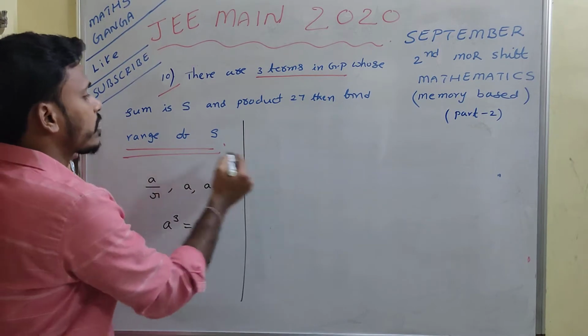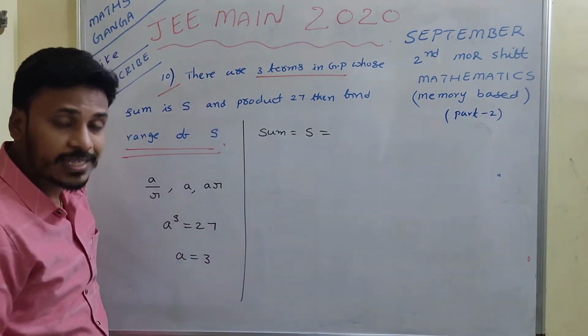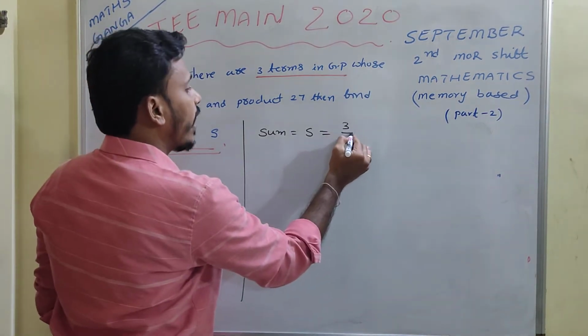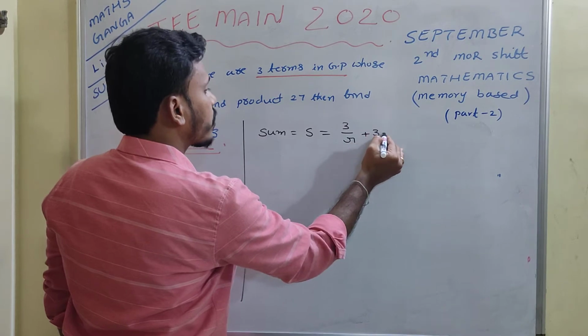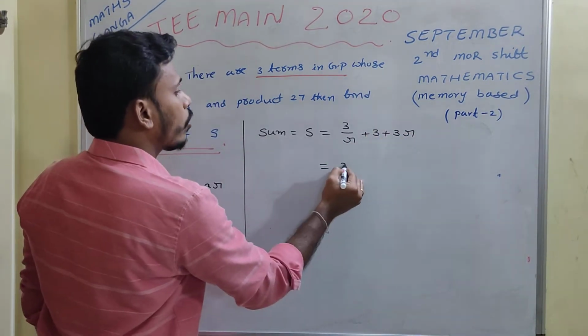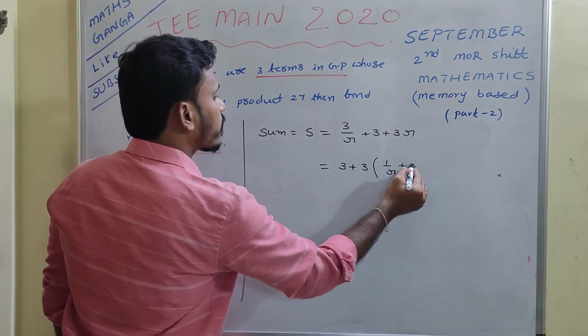We need to think about the sum. Okay, sum is indicated as S and we need to find the range for S. S is the sum of the terms. Since a value is 3, that S is 3/r plus 3 plus 3r. To find the range of this, it equals 3 plus 3(1/r + r).